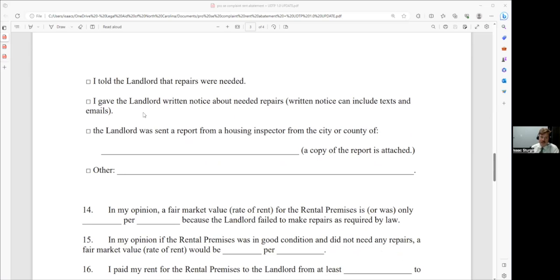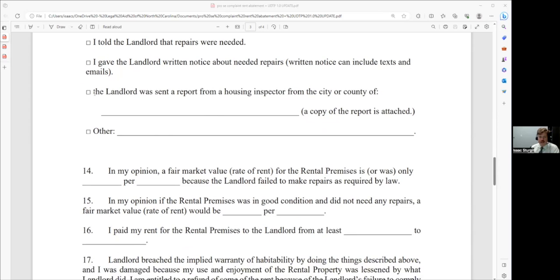The better option usually is for the tenant to give written notice. And that could be like a text, an email, a letter, any of those things. And so the reason, again, why written notice is better is because it makes a record. And then that way, if the landlord says they didn't get it, the tenant has something they can show to the court to prove that notice was given.